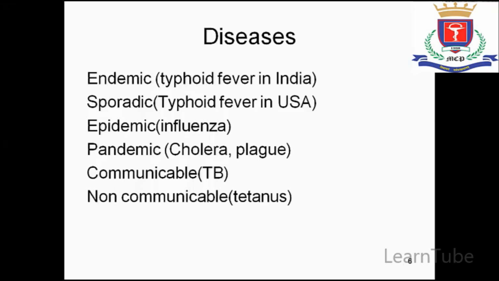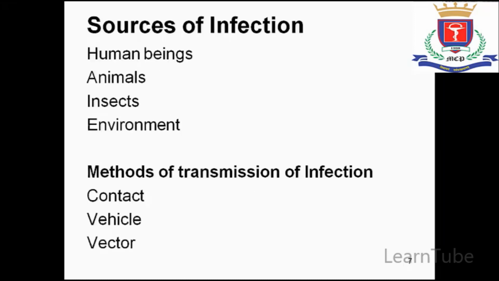Next is epidemic. Epidemic is, as you all know, limited to a particular area or a city. So you can say an influenza epidemic, or a cholera epidemic. So many people are being infected with the same disease at a time. Pandemic, a very good example is corona. Initially it was plague and all. Communicable diseases get transferred from one patient to another, so that is communicable. Non-communicable diseases do not get transferred from one person to another. An example is tetanus.